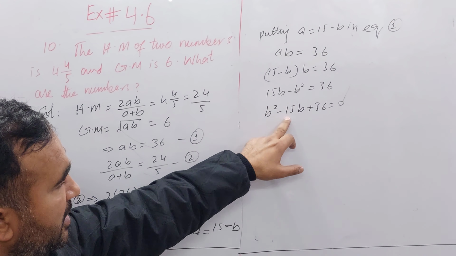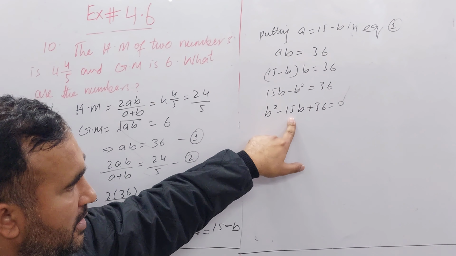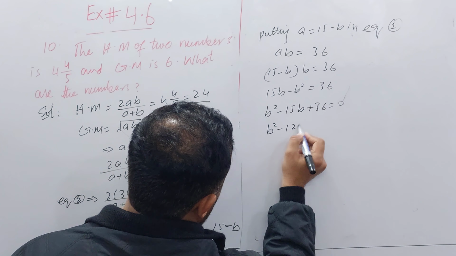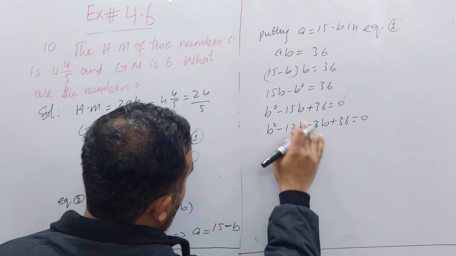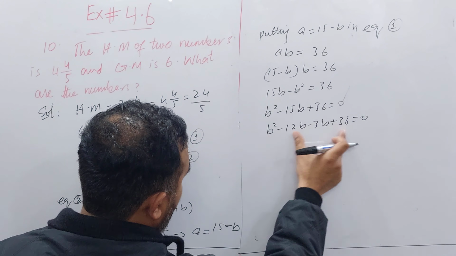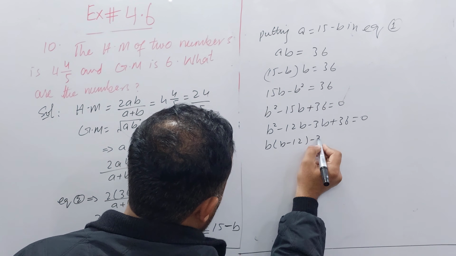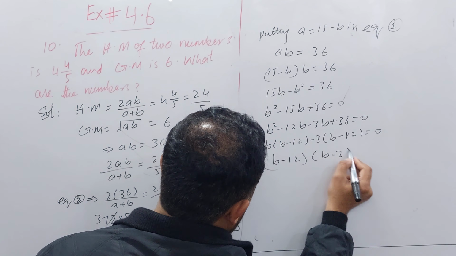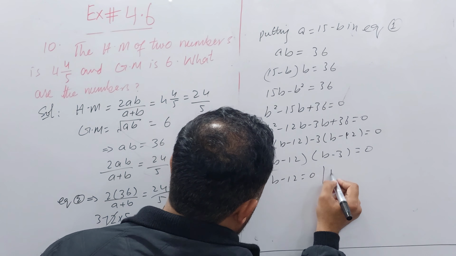So we will split this middle term in two terms. 36, so 12 3s are 36. So that will be b square minus 12b minus 3b plus 36 is equal to 0. The sum of these is equal to this one, and the product of these two terms is equal to 36b square. Now b is common, so it will be b minus 12, minus 3 is common, b minus 12, right? So b minus 12 is again common, so b minus 3. Either b minus 12 is equal to 0 or b minus 3 is equal to 0.